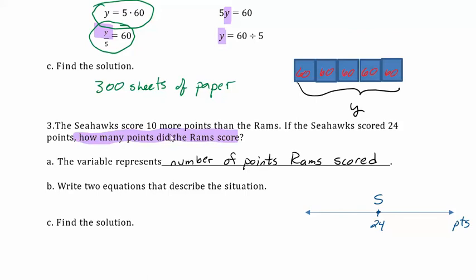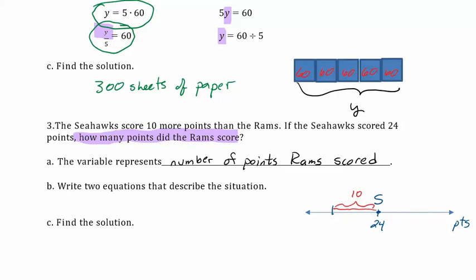The Seahawks scored 10 more points than the Rams. 10 more points than the Rams. So there's a 10-point difference here. The Rams are going to be down here somewhere, right? They're going to be less. So this distance is 10. Maybe I could do that with a little, let's do like this. That's 10.